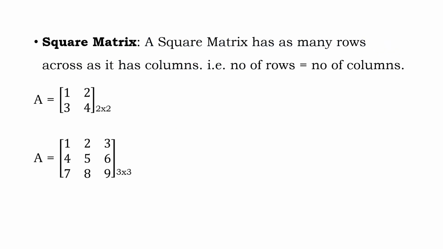Square matrix. A square matrix has an equal number of rows and columns. We have a 2 by 2 matrix, 3 by 3 matrix, 4 by 4 matrix, 5 by 5 matrix, and n number of matrices we can have. The only thing is that we should have an equal number of rows and an equal number of columns.